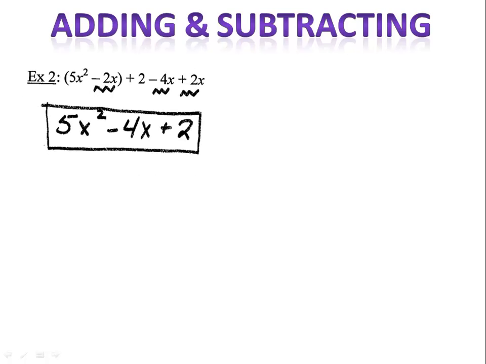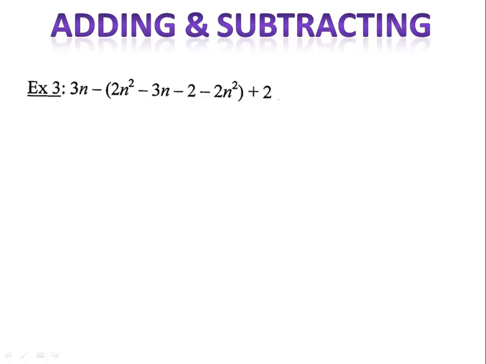Example 2 is very similar. There's a parenthesis there, but it doesn't really mean anything. I'm simply combining like terms. 5x squared, and then I have several things with just an x in it, minus 4x plus 2.